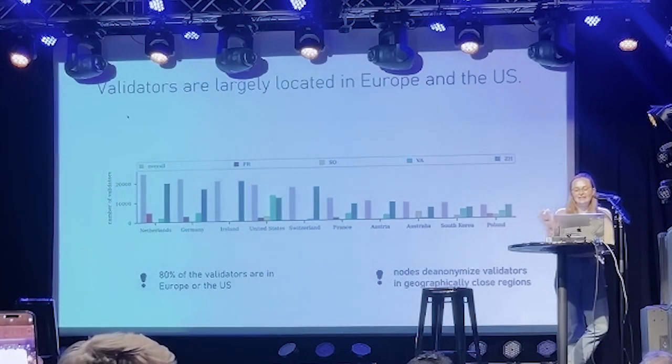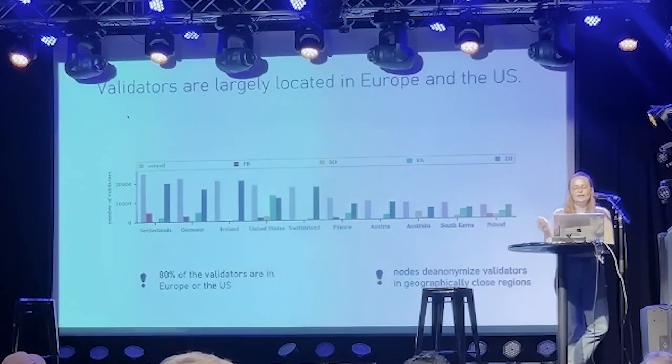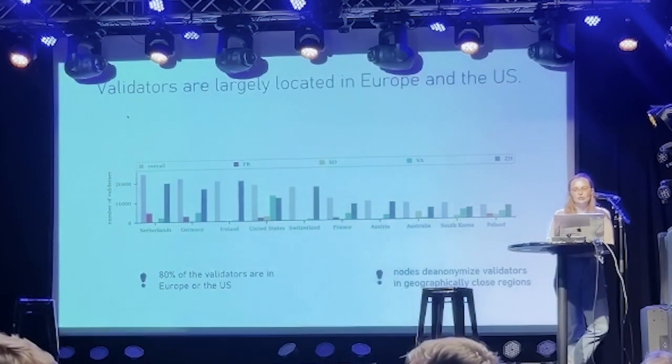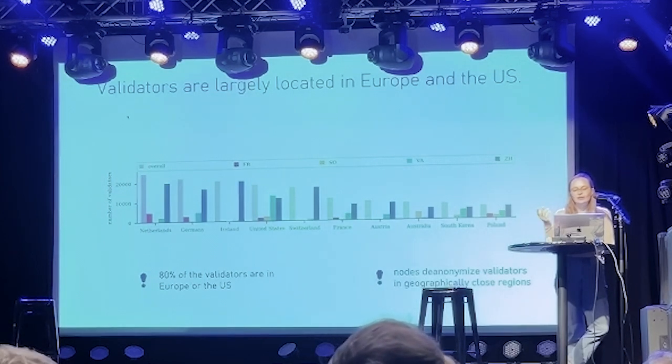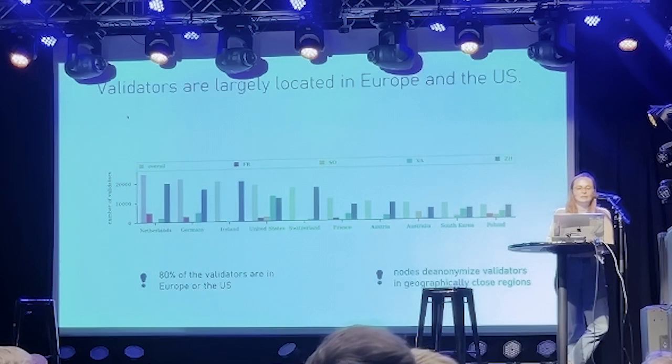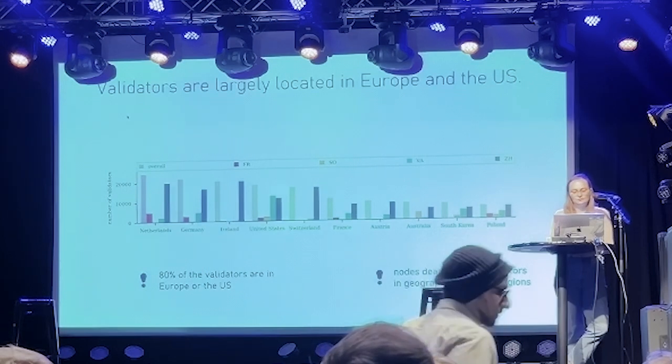And we really see that the nodes are better at de-anonymizing validators in geographically close by regions. So the Zurich machine in Europe, in blue here, is very good at de-anonymizing validators in Europe. And the Virginia machine in green, for example, has the biggest share in the US.